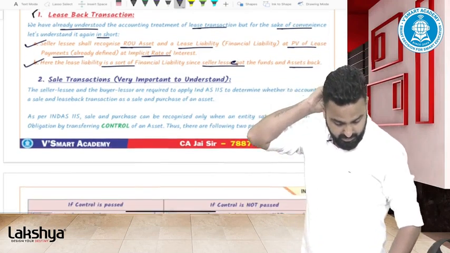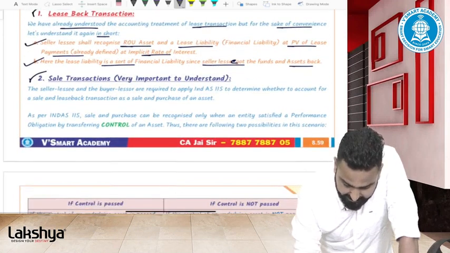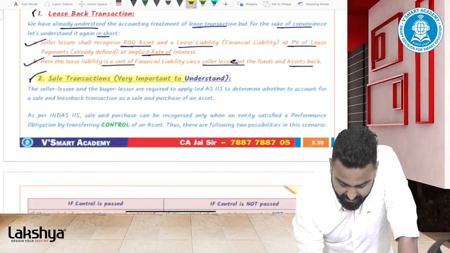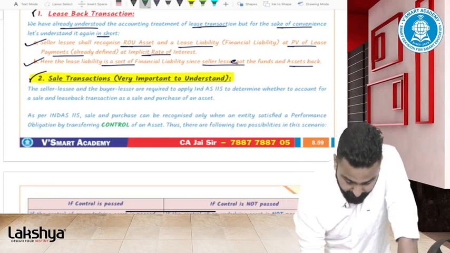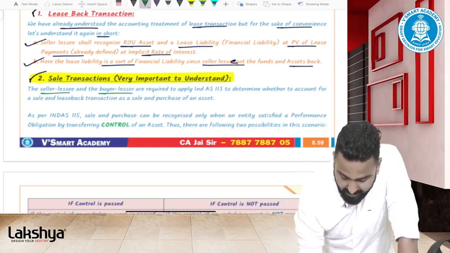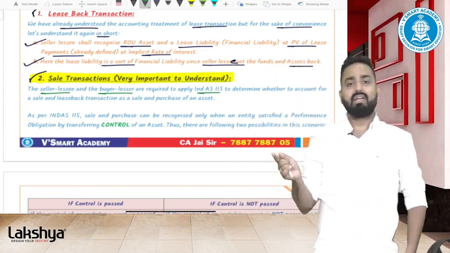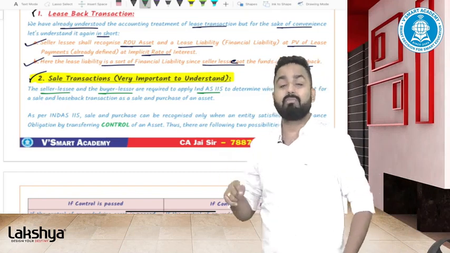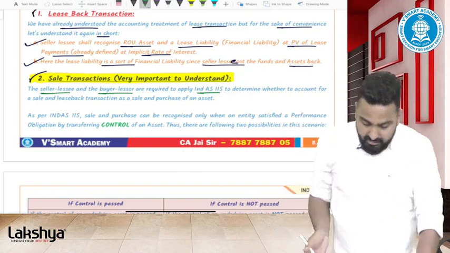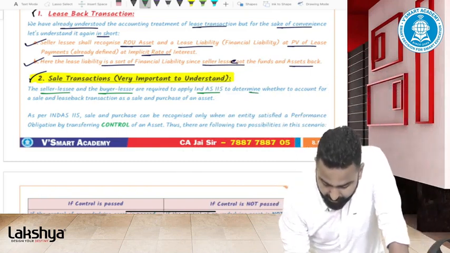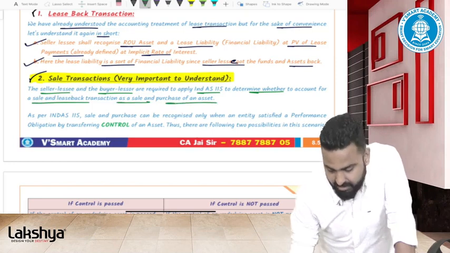Now the second transaction is the sale transaction, which is very important to understand. The seller lessee and the buyer lessor are required to apply 115. What is 115? 115 is revenue from contracts with customers. That means the revenue standard, revenue from operations. They both are required to apply 115 to determine whether to account for a sale and leaseback transaction as a sale and purchase of an asset.